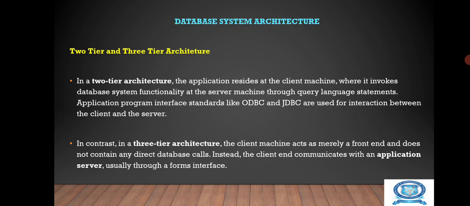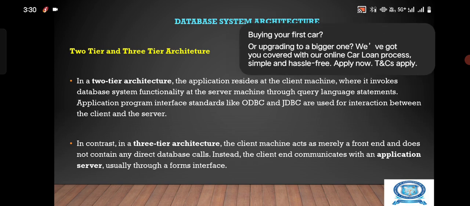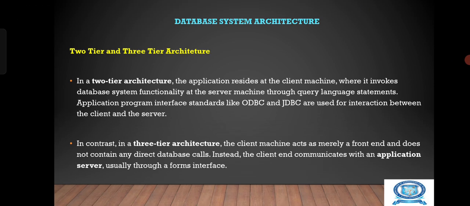Now let us see about the database system architecture. There are two-tier and three-tier architectures. In two-tier architecture, the application resides at the client machine, where it invokes the database system functionality at the server machine through query language statements. Application program interface standards like ODBC and JDBC are used for the interaction between the client and the server.